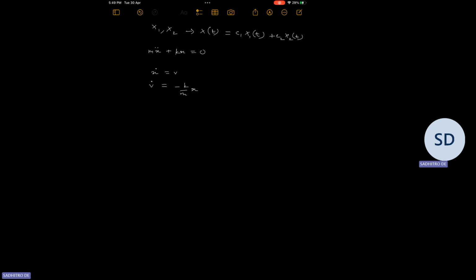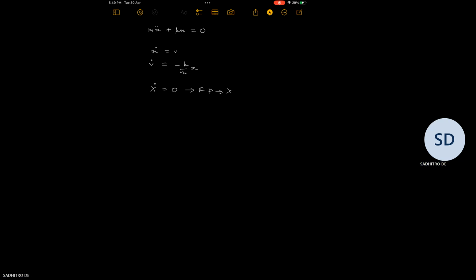Now, by the way, the fixed point of the system is given by the point where x dot equal to 0. This gives the fixed point. So for this system, the fixed point is given by x star equal to 0 and v star equal to 0. And what does the stability of the fixed point look like? We'll come to stability later.